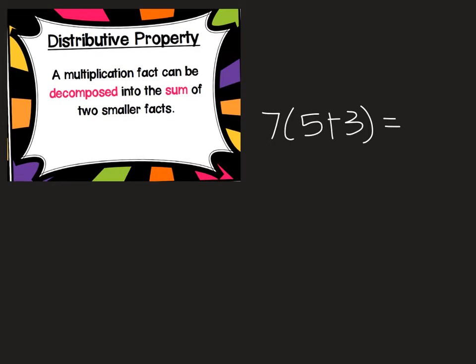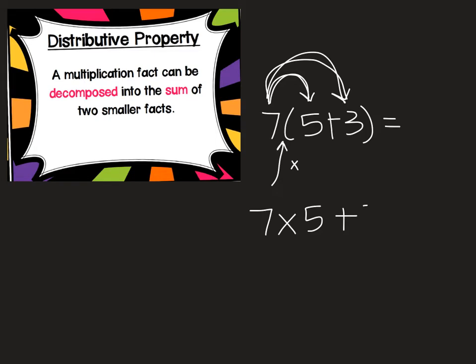what I'm saying is that I can distribute my 7 to the 5 and to the 3. So, if I don't have anything there, I can assume that I'm multiplying. And I can do 7 times 5 plus 7 times 3. I distributed the 7 out, just like I pass paper or distribute paper around the classroom. I'm distributing my 7 to my 5 and my 3.